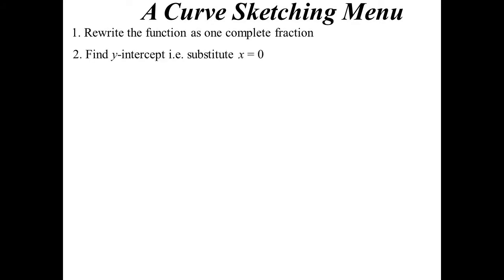Y-intercepts, always very easy to find. You just substitute in x equals 0. And similarly, x-intercepts, they're easy to find. When you've got a fraction, it's got to be the top of the fraction that equals 0. So you just solve the numerator is equal to 0.